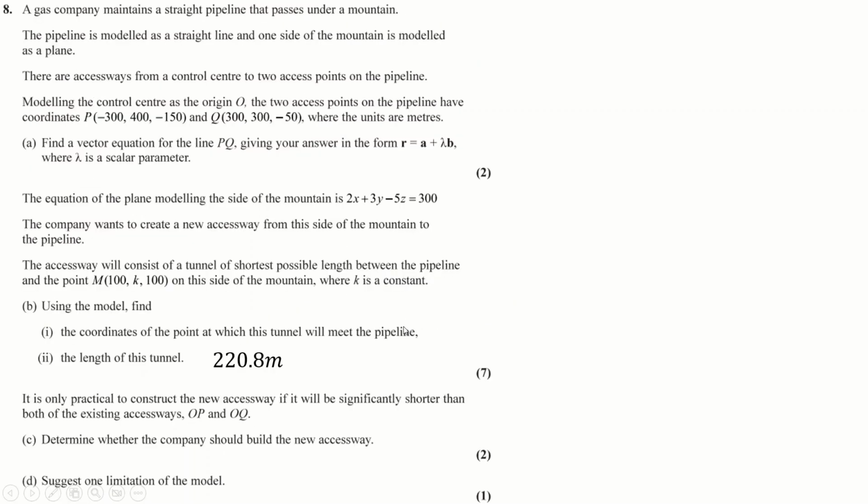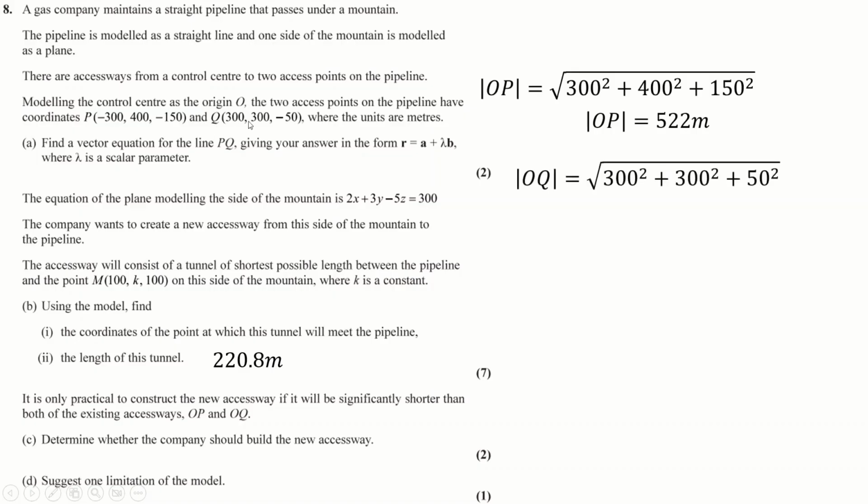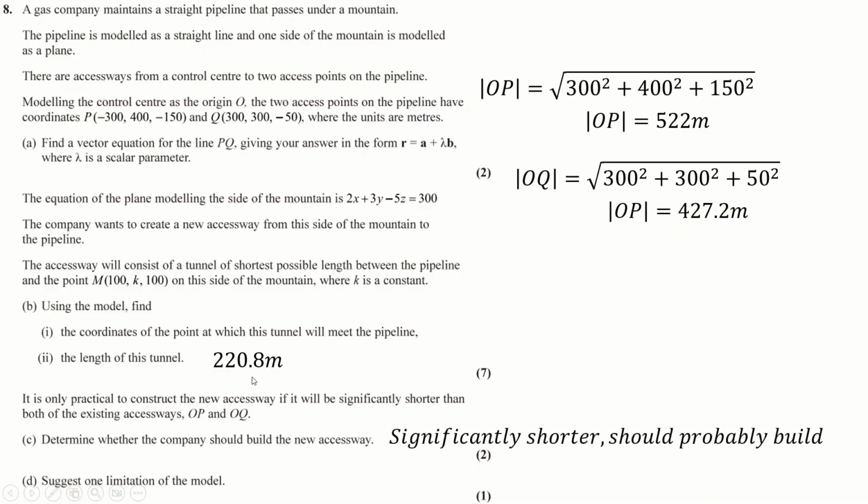Good. Okay, and now the last bit of the question is saying, is it really worth building this tunnel then? What's the distance from O to P, and what's the distance from O to Q? Now, O is, of course, 0, 0, 0. So the distance to this is just the square root of 300 squared plus 400 squared plus 150 squared, which is that, and likewise for here. Both of those are significantly longer than this planned tunnel here. So it seems like it's probably worth it.